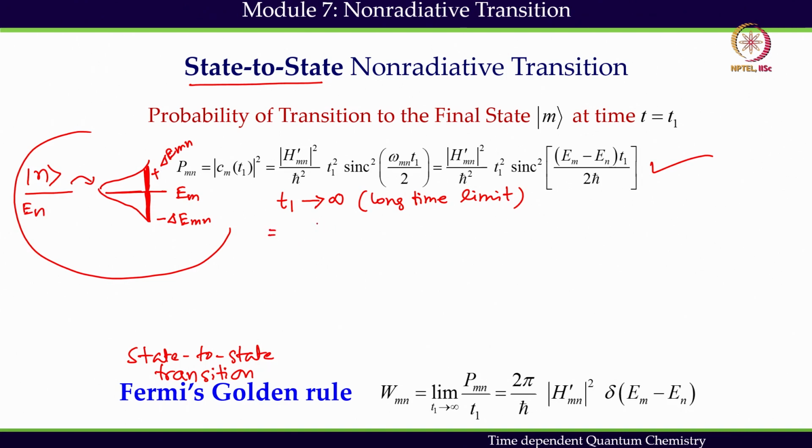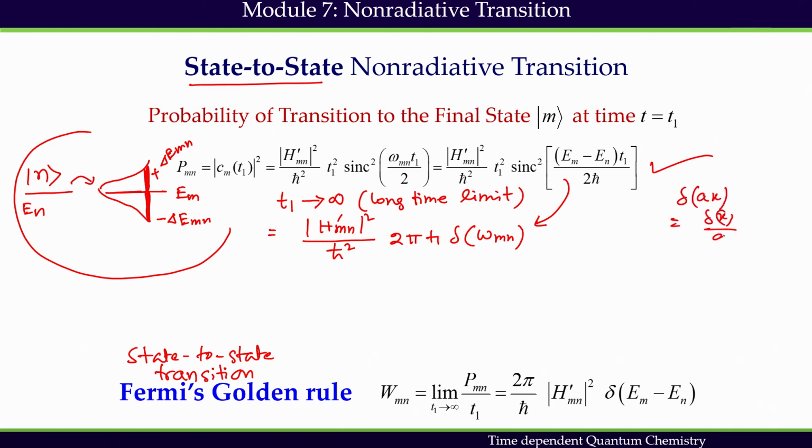This is going to be then |H'mn|² divided by ħ², then I have 2π T1 δ(ωmn) within this limit. So this function is becoming a delta function for a long time limit, and there is a property of delta function which is δ(Ax) is nothing but δ(x)/A.